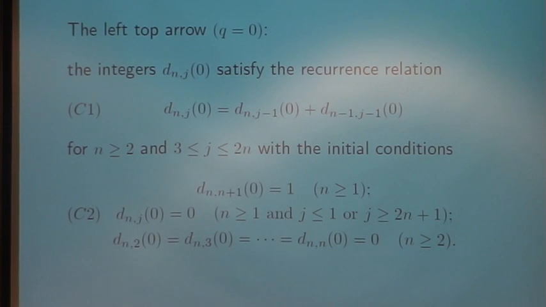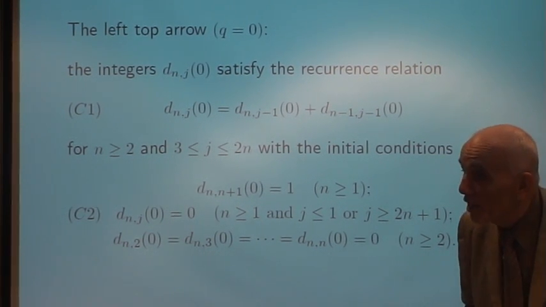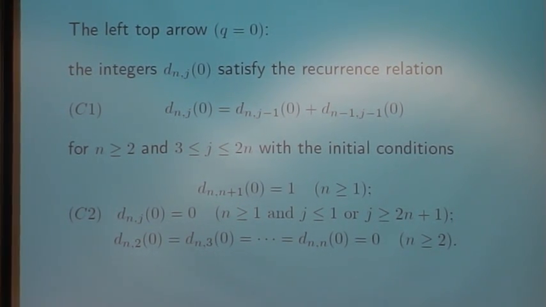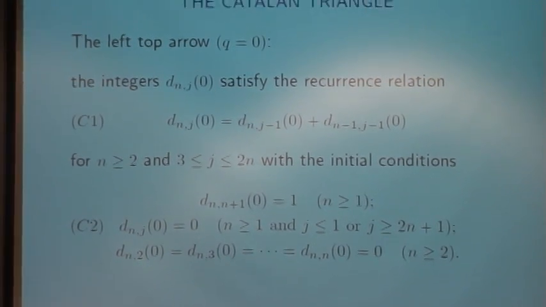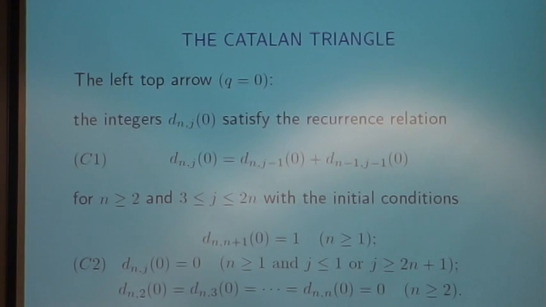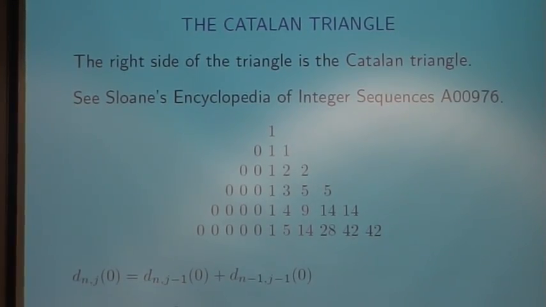And now when you have q equal to 0, we have the Catalan triangle. Actually, I didn't know what the Catalan triangle was before learning this. And this is very simple. In that case, look at this. Very simple. Do I have the Catalan? Yes, I have the Catalan triangle.